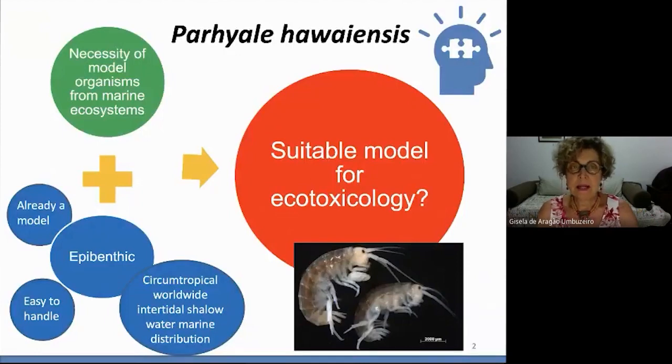Well, we felt the necessity of model organisms from marine ecosystems to work with ecotoxicology. We found this organism as a potential species, Parhyale hawaiensis. Parhyale is already a model in genetic and embryonic studies. It's very easy to handle in the lab. It's an epibenthic organism and has a worldwide tropical distribution in the marine area, especially in shallow waters. So we thought maybe this could really be a suitable model for ecotoxicology.